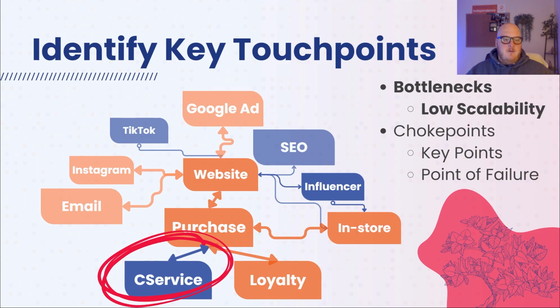One of the last parts here is talking about the bottlenecks and choke points. Bottlenecks are the low scalability areas. You want to make sure you can actually accomplish improvements in the areas you want to improve on. Customer service is always a big one because you have to hire. You can't just snap your fingers and get more customer service for the most part, or if you do, it's probably going to be lower quality. So this takes time and effort to expand.